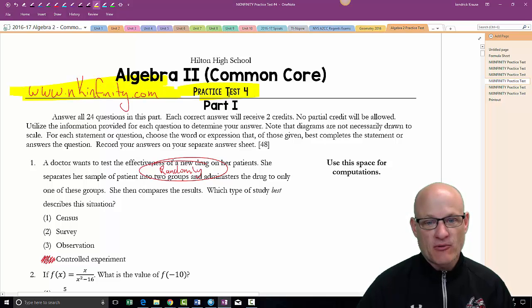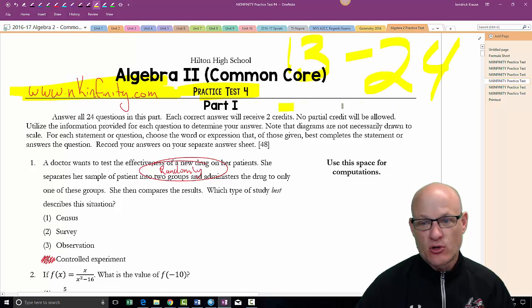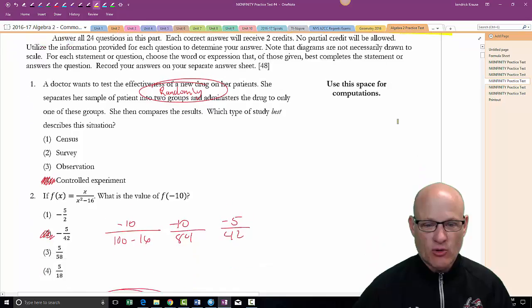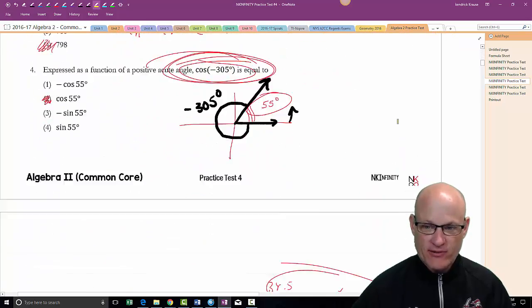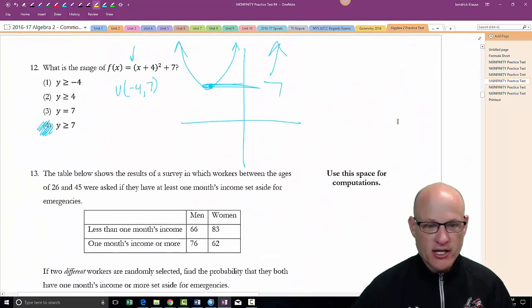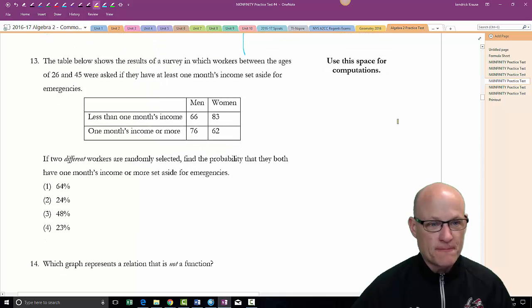Right, this is practice test number 4. We're going to be doing 13 through 24 right now. Let's just get rocking and rolling. If you need to find the rest of them, go to NK Infinity. They're there, nice and organized. Let's start with this one.